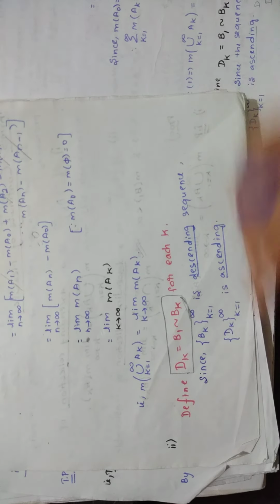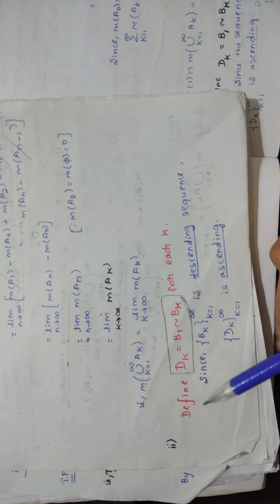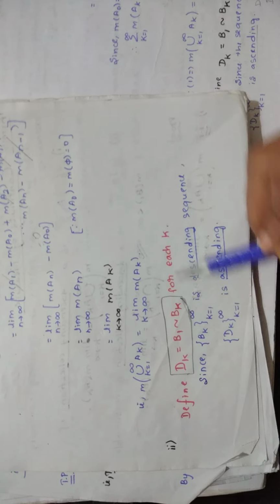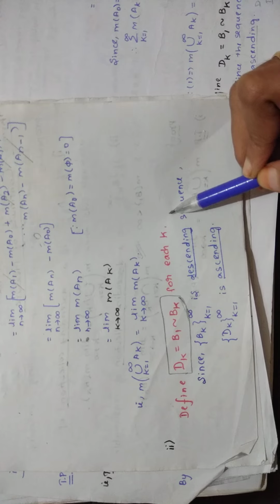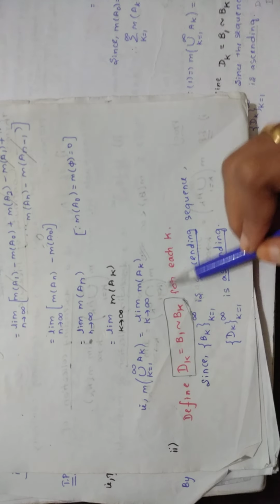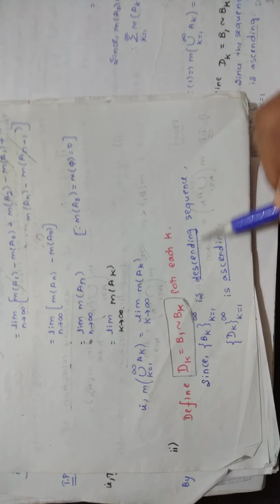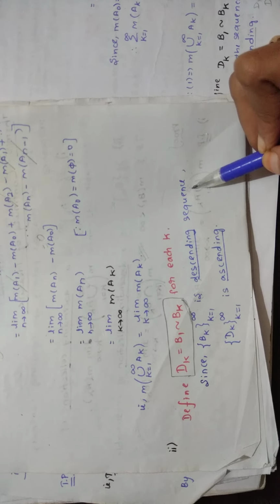Now let us pass on to proving the second property. To prove the second property, you are defining this Dk equal to b1 difference bk for each k. Okay, don't forget, this is important. Now since bk, k equal to 1 to infinity, is a descending sequence, in the statement itself they are given.